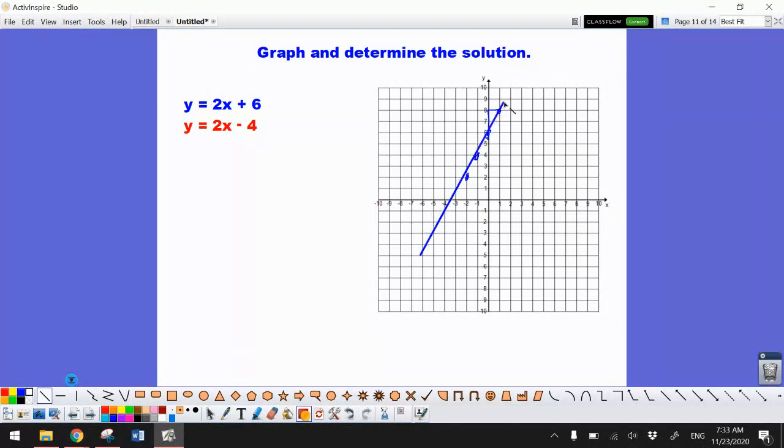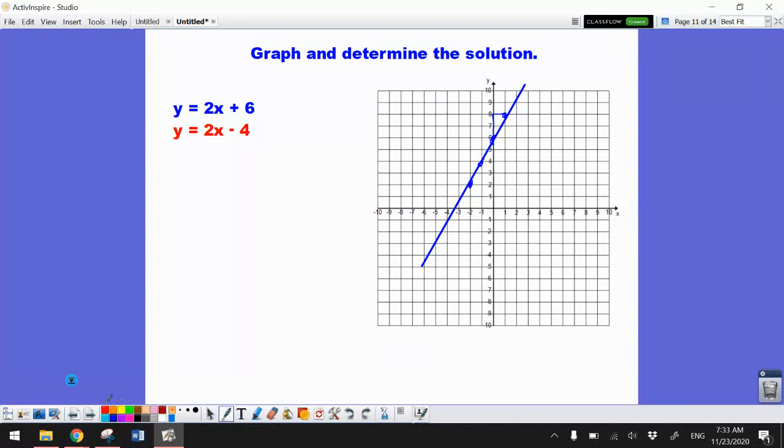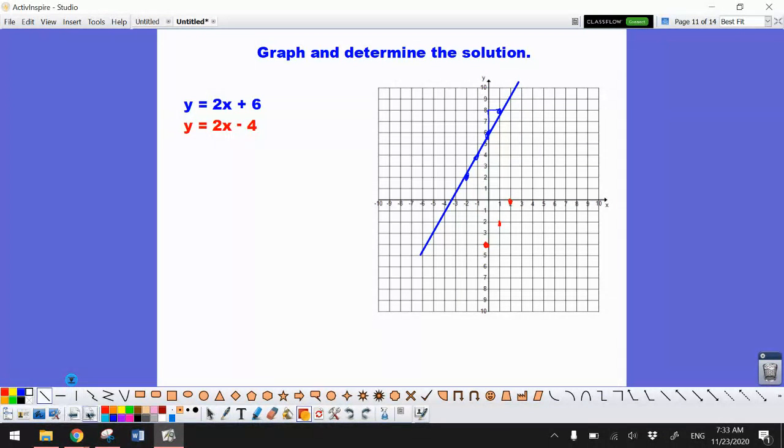So my line is coming up. Again, it's heading in a positive direction. Let's go ahead and graph the other one, 2x minus 4. So minus 4 is here, and 2 and 1, 2 and 1. I see that these lines are heading in the same direction, and they're not going to cross.